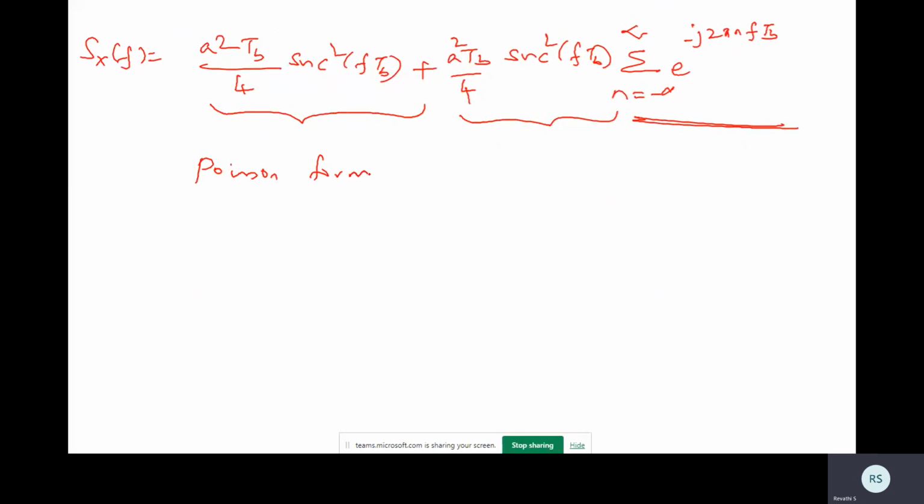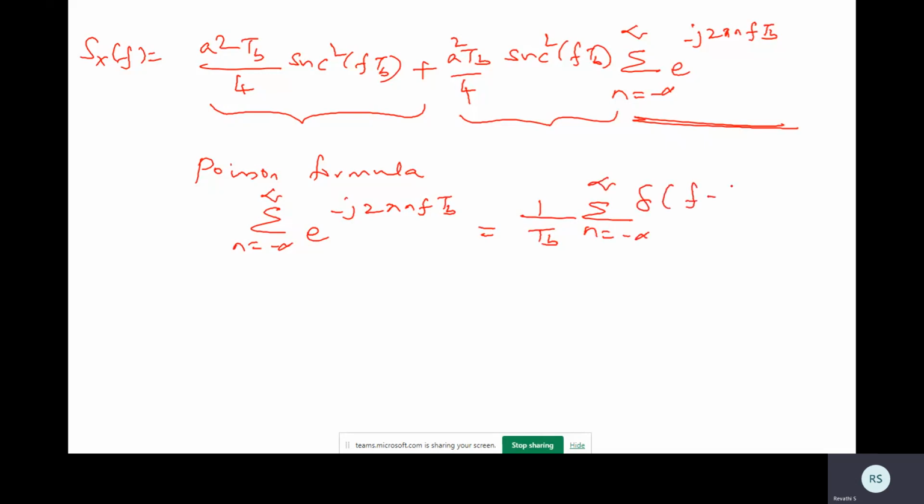According to Poisson's formula, this expression can be written as the summation from n equal to minus infinity to plus infinity of e power minus j 2 pi n f Tb. This can be written as 1 by Tb times the summation from n equal to minus infinity to plus infinity of delta of f minus n by Tb. We write it like this so that it is easy for us to simplify further.